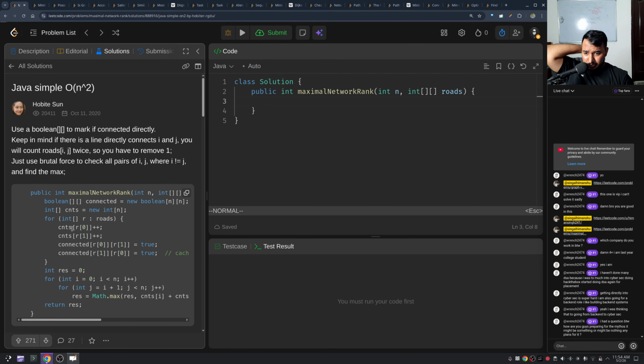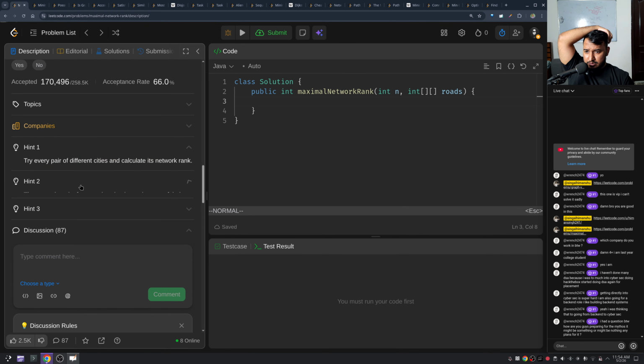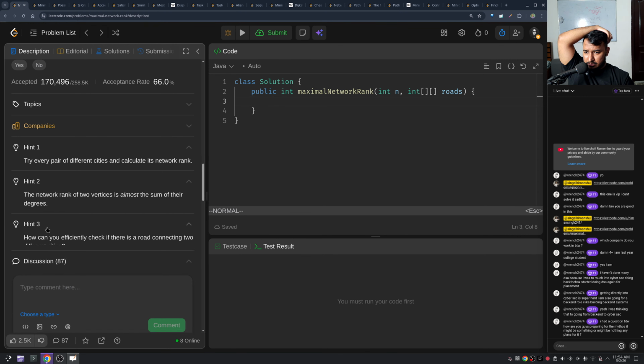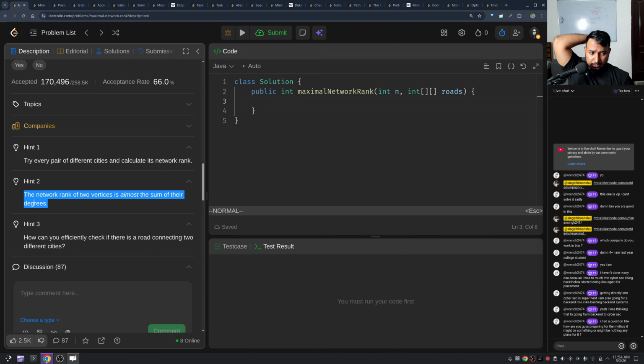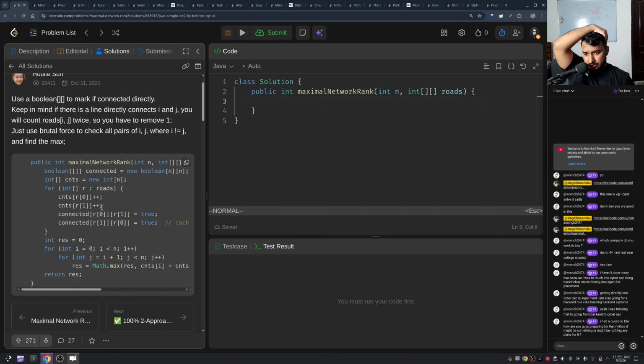Okay. I was kind of thinking about an in degree and out degree sort of a thing. Try every pair of different cities and calculate its network rank. The degrees, I think, play a role in this question, the in degree and the out degree. So what people have done is you calculate the in degree and out degree. No, this is just the in degree, I guess, right?